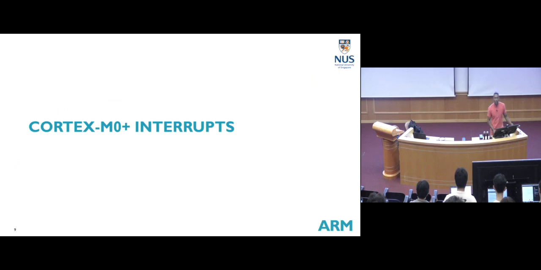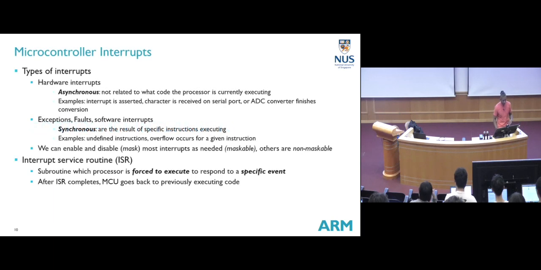So let's look at the actual interrupt mechanism within the Cortex M0 Plus that we are using. In terms of interrupts, we have what we call hardware interrupts and exceptions. The hardware interrupts are asynchronous, like your timer, your ADC, your push button, and so on, because we do not know exactly when it will happen.